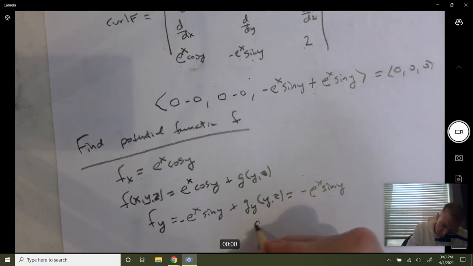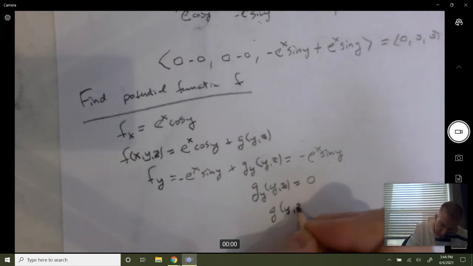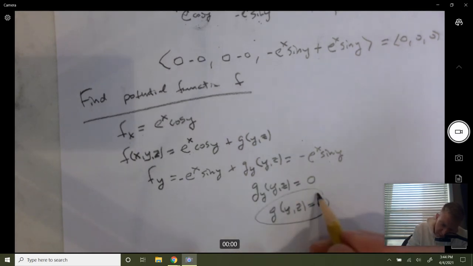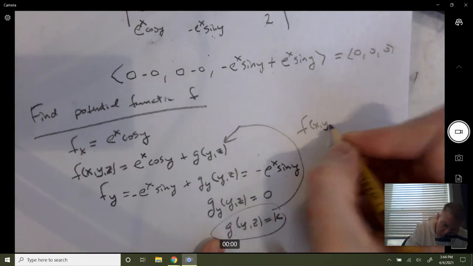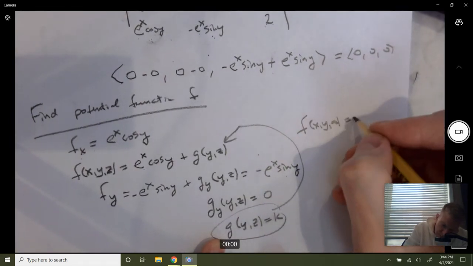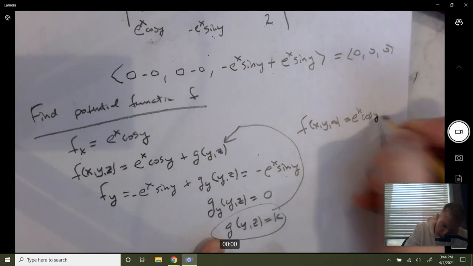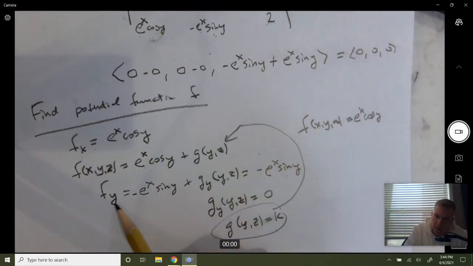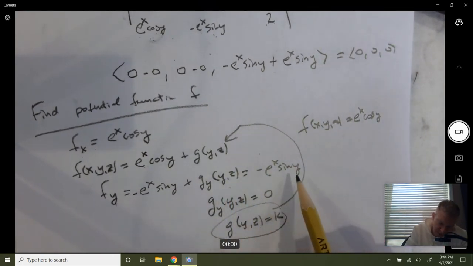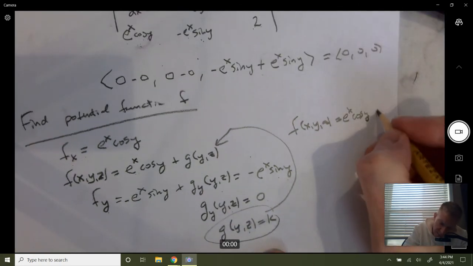So those cancel. I've got g, the y derivative, equals 0. So g of y, z equals a constant. Let's plug that back in up here. Now my function f of x, y, z is equal to e to the x cosine of y. Oh, let's see what I did wrong. The y derivative is this. The y derivative is 0. So g of y, z equals k. Oh, yeah, plus k.